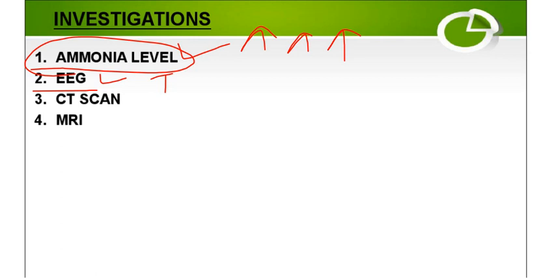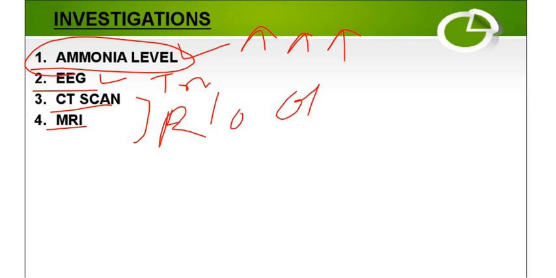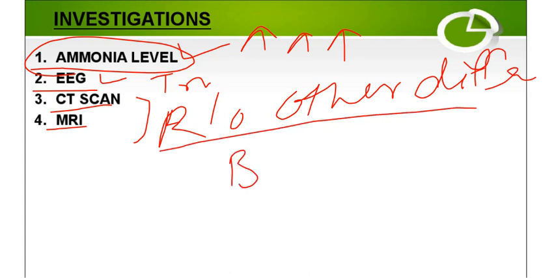That can be done. CT scan and MRI are just done to rule out other causes, that is your differentials. To rule out other differentials, there may be some brain tumor that can be causing this, or some other metabolic causes.